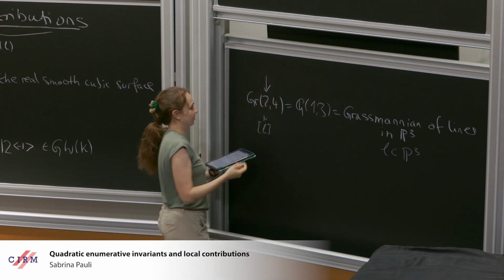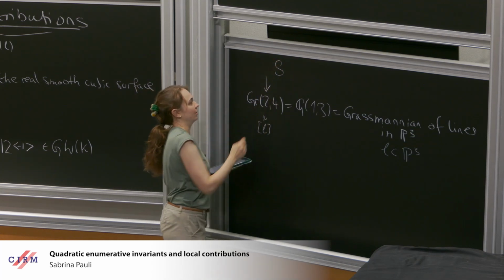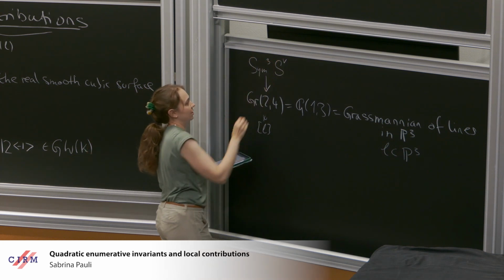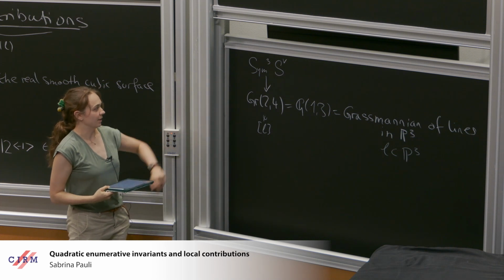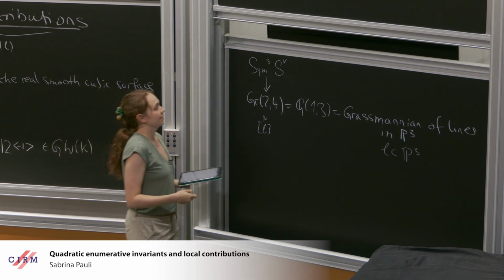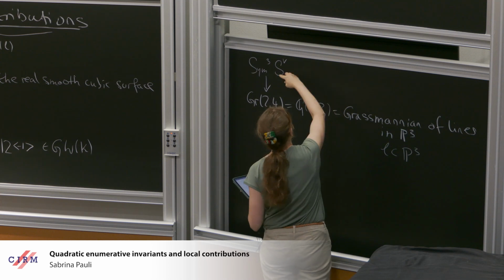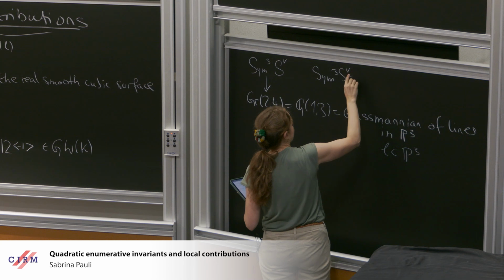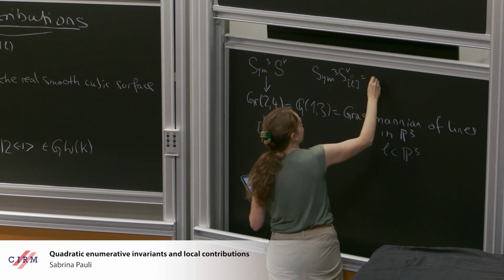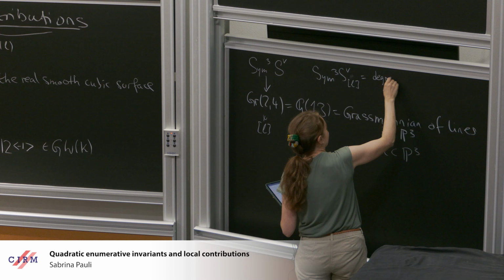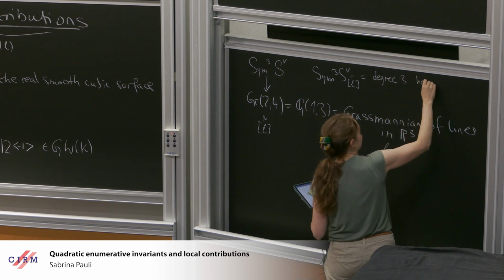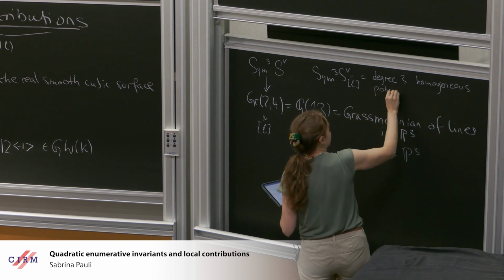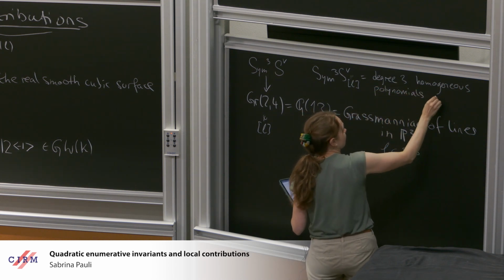Then I have a vector bundle over it. First of all, I have the tautological bundle, which I call S, but I actually want to take the third symmetric power of the dual tautological bundle. So this defines a vector bundle. And let me just tell you what the fiber over the point L is. This is just degree 3 homogeneous polynomials on the line L.